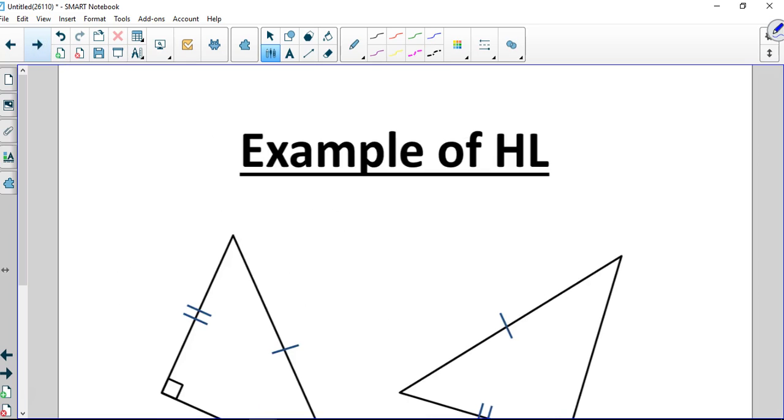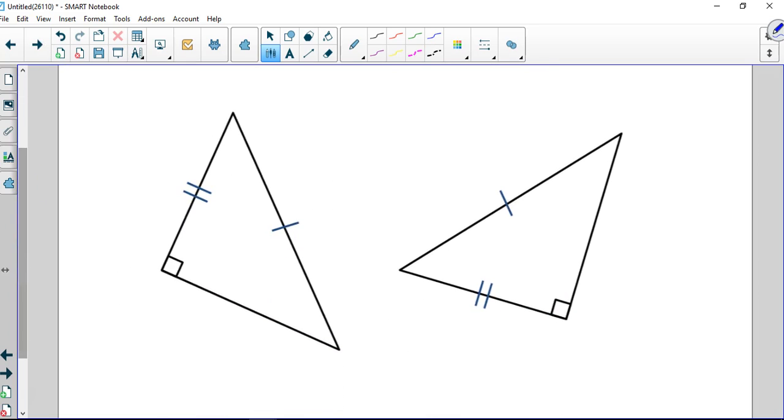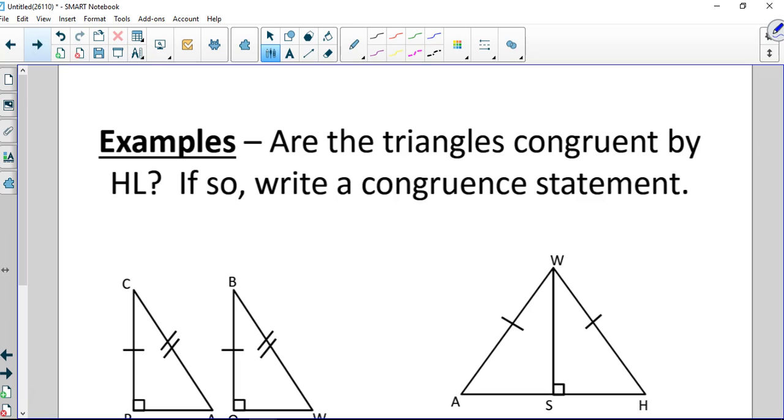For example, we have right triangles. The hypotenuse, remember, is always opposite the right angle. So it's not just that both triangles have a 1 mark and a 2 mark. This is the hypotenuse. These marks mean the hypotenuses are equal. And then, even though it doesn't look like it because these are rotated or flipped or whatnot, we have a leg that is marked congruent. Therefore, we have congruency by HL.